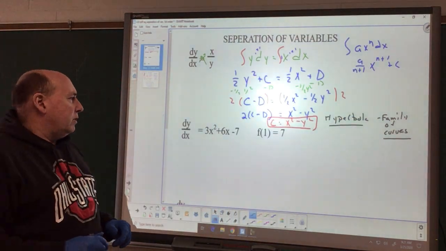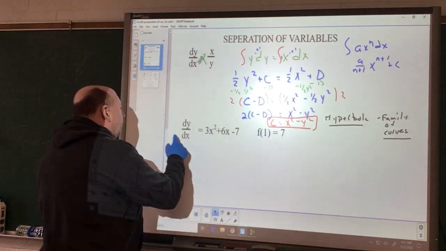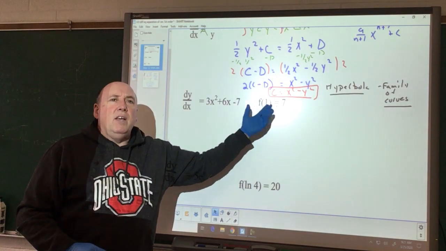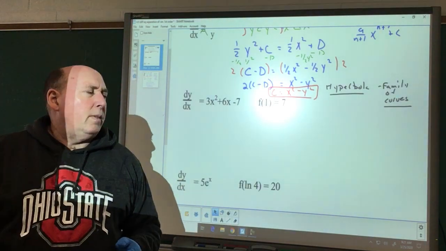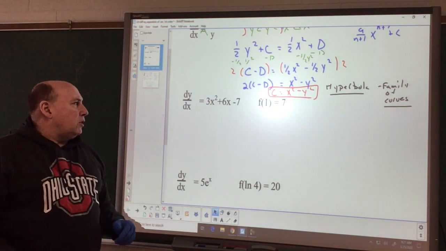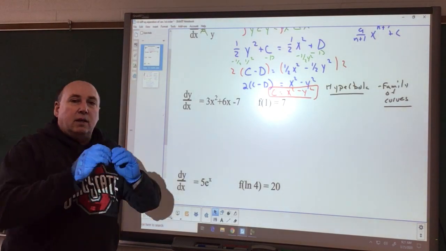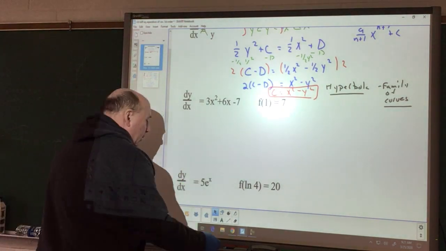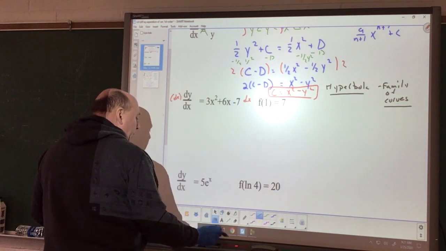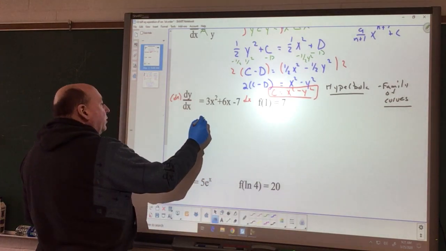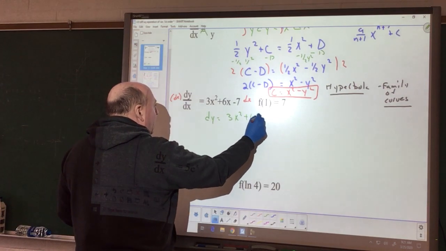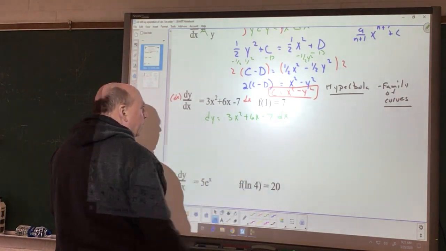Well, the question is, how do we find this C value? Okay, we've talked about the C value. Well, what we need to have is an initial condition to be able to calculate the C value. Here we have dy/dx is equal to 3x squared plus 6x minus 7. Let's separate our variables. So let's multiply both sides by dx. So we're left with dy is equal to 3x squared plus 6x minus 7 dx.